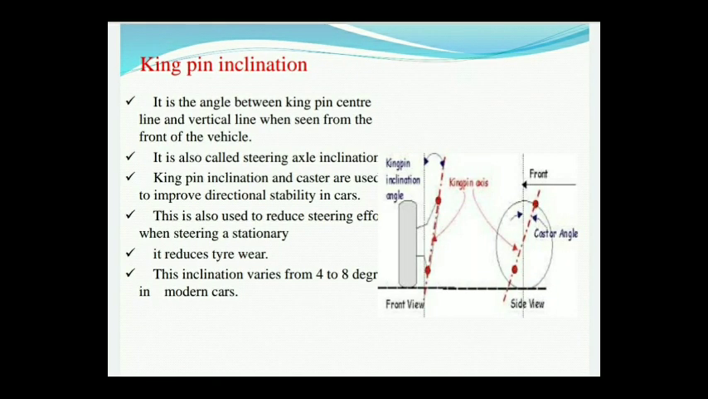Kingpin inclination. It is the angle between the kingpin center line and the vertical line when seen from the front of the vehicle. It is also called the axle inclination. The kingpin inclination and the caster are used to improve the directional stability in the car. This is also used to reduce the steering effort when the vehicle is stationary. It reduces the wear of the tire. Generally, we keep this inclination between 4 to 8 degrees in modern cars.